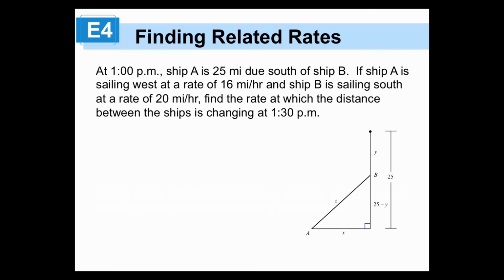Okay, next one. We have 1 o'clock. Ship A is 25 miles due south of ship B. So ship A is due south of ship B. It's here. And then it starts moving west at a rate of 16 miles per hour. Ship B is sailing south. So A started here, and as A moves to the west, B is coming south. So they're doing this. A is moving slower than B. B is sailing at a rate of 20 miles per hour. Find the rate at which the distance between the ships is changing at 1:30.